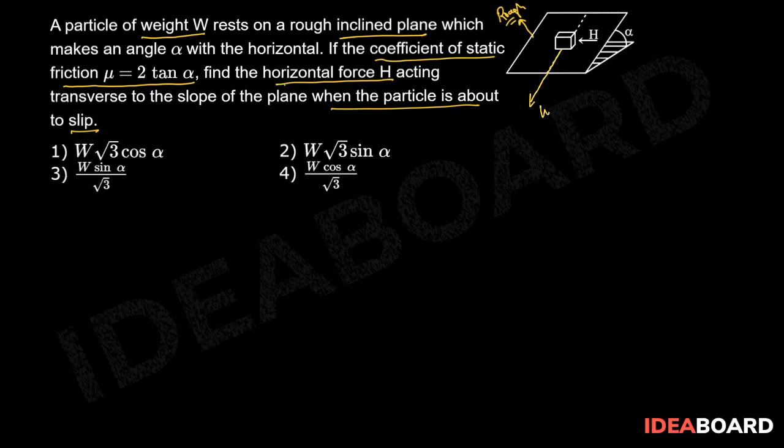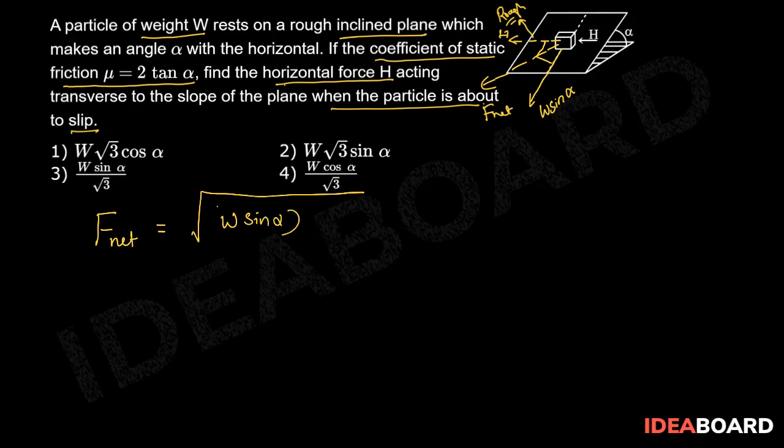its component of weight W sin alpha will act along the inclination in the downward direction. It is given H is acting horizontally. Now the resultant of these two forces, F net, will act along this line. Since H and W sin alpha are at 90 degrees to each other, the magnitude of F net can be written as the square root of (W sin alpha) whole squared plus H squared.